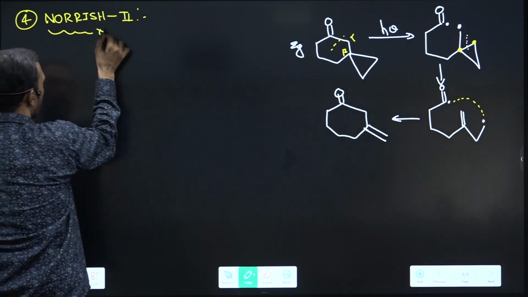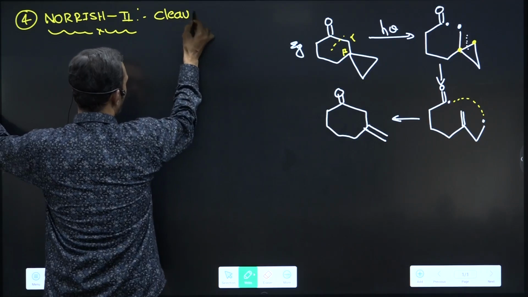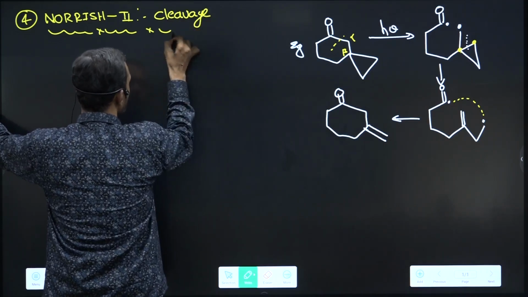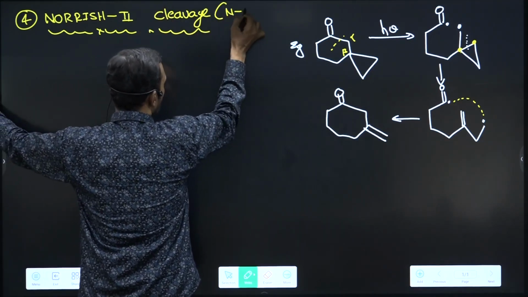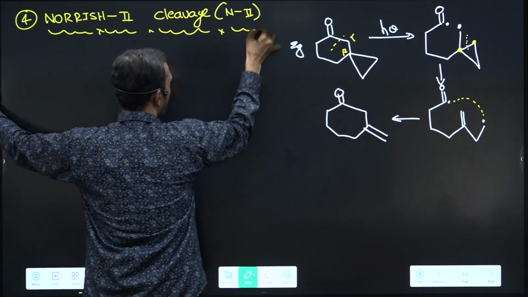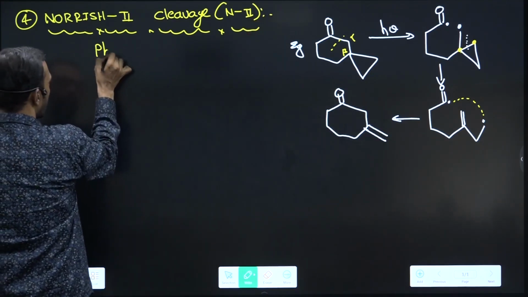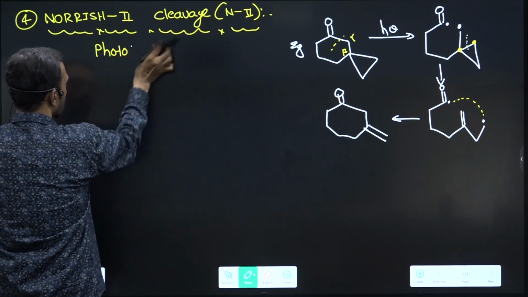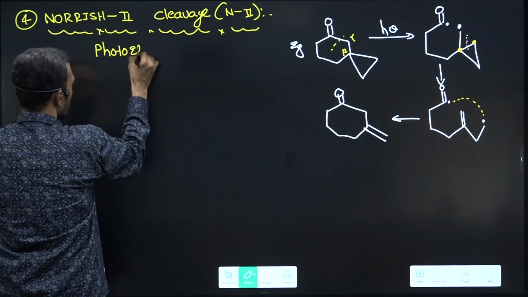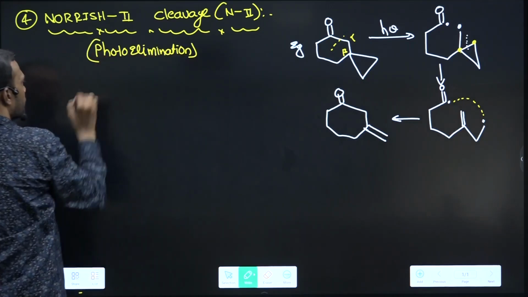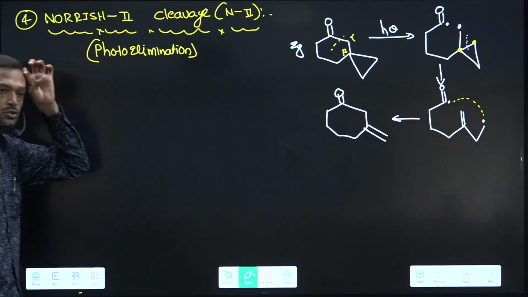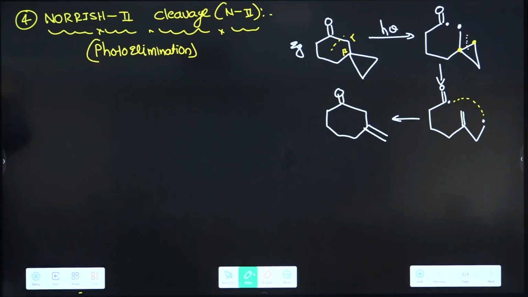Norrish II. Norrish II cleavage, also called Ene 2, or photo elimination. Photo elimination reaction, the best example is Norrish II. Ene 2 cleavage or Norrish II cleavage or photo elimination.